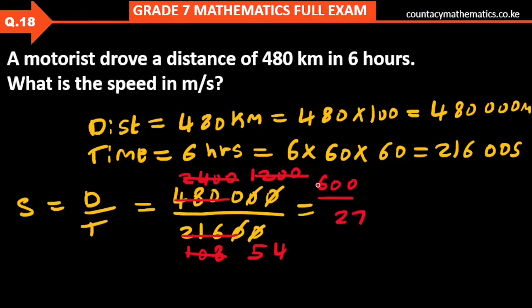Okay, can we divide by 2 again? No, so we simply divide by 3. Dividing by 3, we get 200. Divide by 3, we get 9. So we have 200 over 9. Can we divide that any further? No, it's not possible to divide this any further.